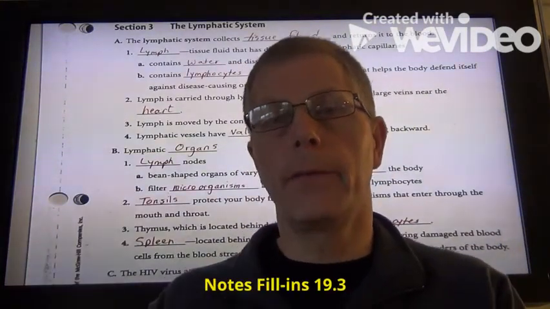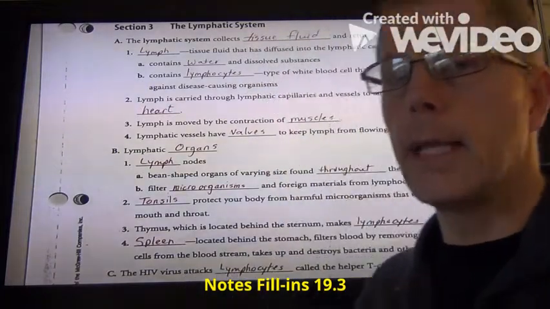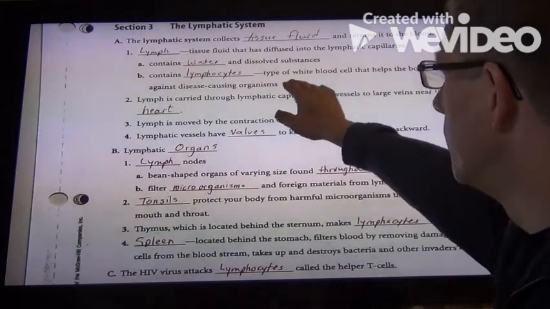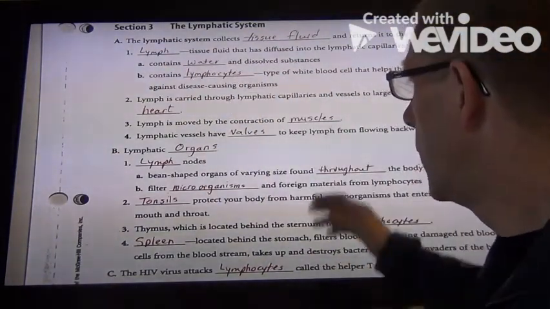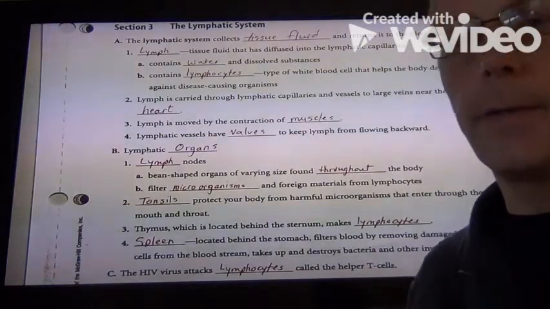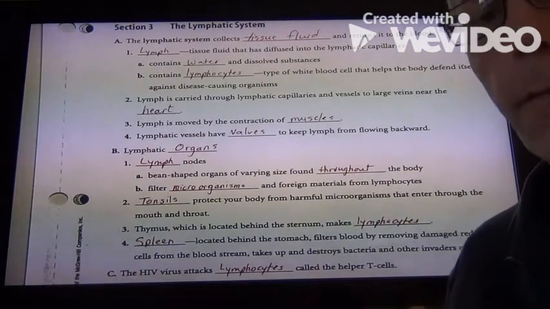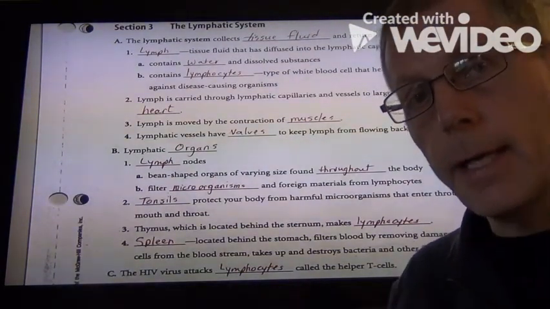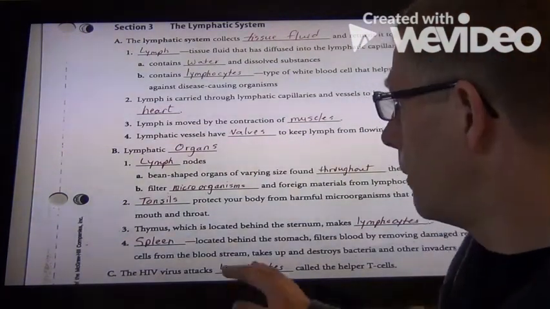Behind me is our notes, 19.3, the fill-ins. You can take a look at those, all right? You can see lymph is just tissue fluid. You can pause these videos at any time to take a look at what I have here to see if what you did was correct. Okay, so don't ever hesitate to pause and see what's going on.